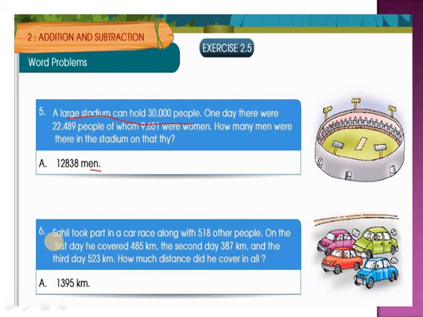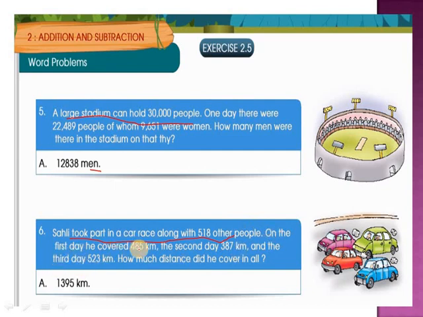Okay children, next, sixth one. Sahil took part in the car race along with 518 other people. On the first day he covered 485 kilometers, the second day he covered 387 kilometers, and the third day 523 kilometers. How much distance did he cover in all? So here the extra information is that Sahil took part in the car race along with 518 other people. This is the extra information they have given.